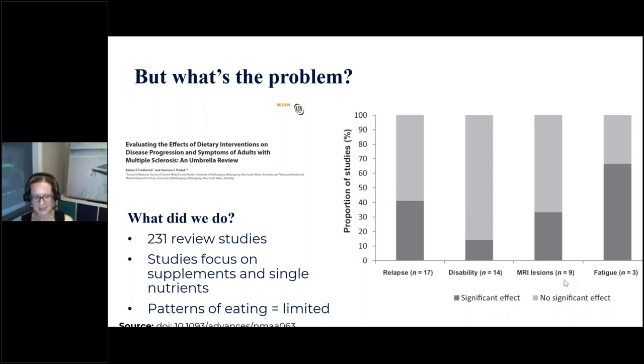The other thing to keep in mind as well was a majority of these studies were focused on supplements. They weren't focused on foods, they weren't focused on patterns of eating. It was about the supplements and mainly supplementation of vitamin D and of omega-3 fatty acids, so fish oils and so forth.